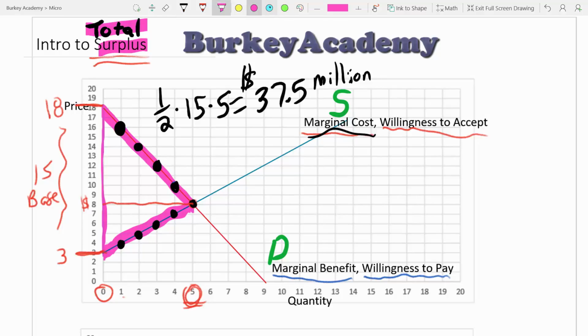So if we add up all of those marginal costs, we'd be talking about the area of this shape down here, and we would call that variable costs. When you add up all the marginal costs, we call that variable costs.